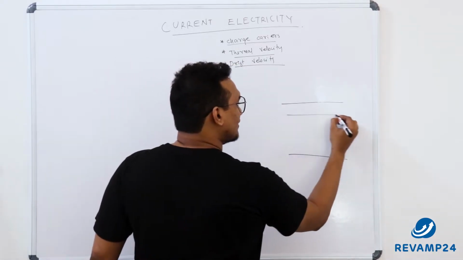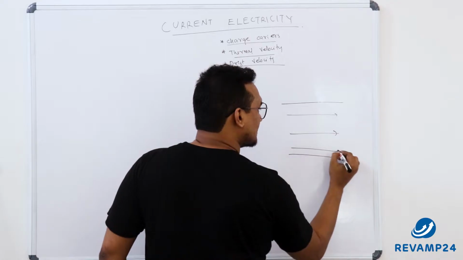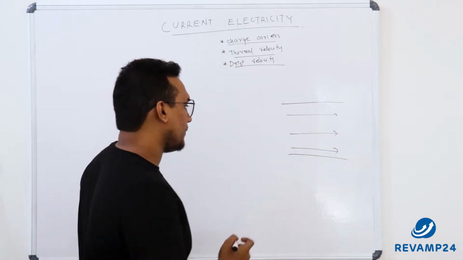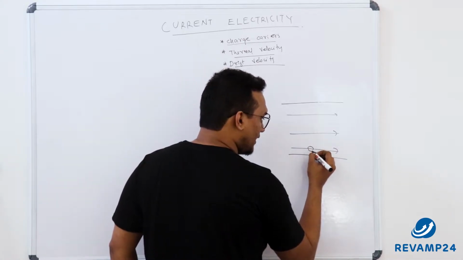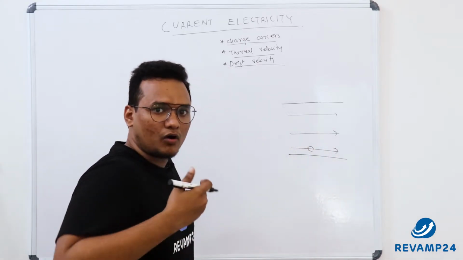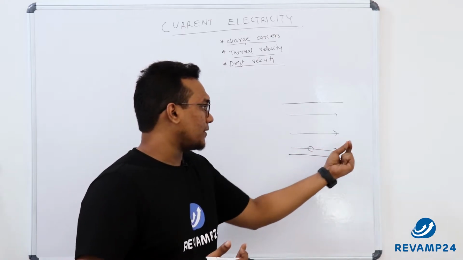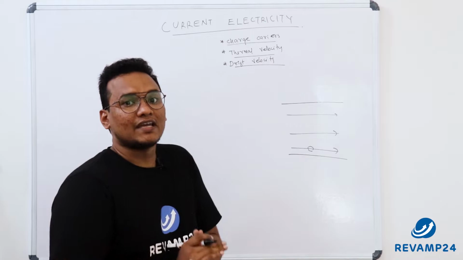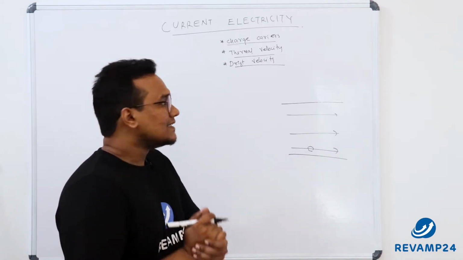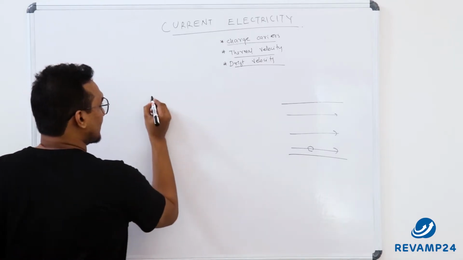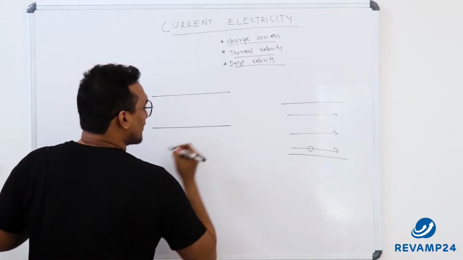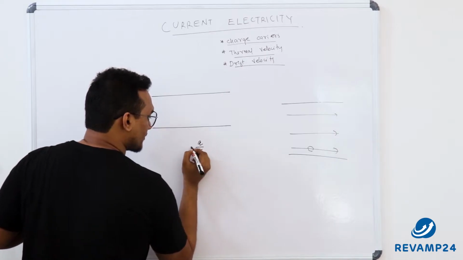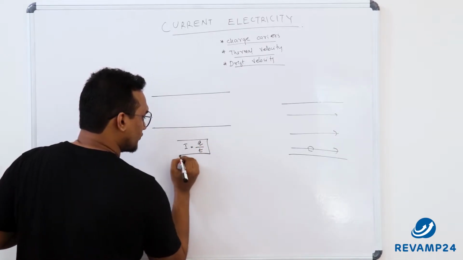Now how can we measure the intensity of water flow or water current in a river? By placing an instrument and measuring how much amount of water has passed through that particular area of cross section in 1 second. That is simply the measure of intensity of water current, right? Similarly, we can measure the current through a conductor using an equation, I = Q by T. Current. This is a very important relation.